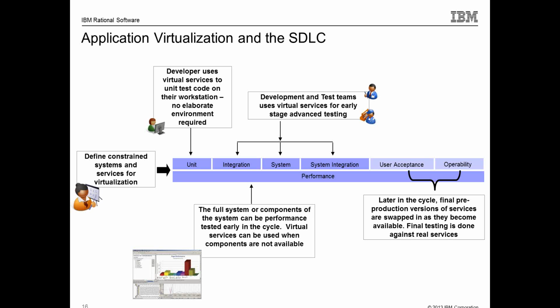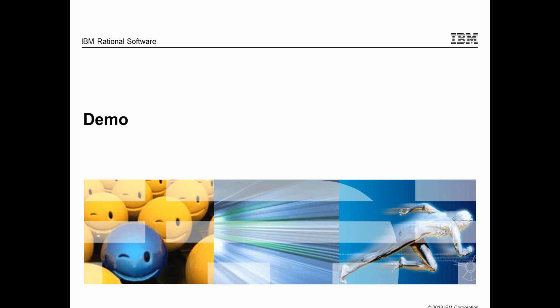And later in the cycle, when we move on to the user acceptance and the operability testing, we start swapping our virtual services with the actual systems, because we all know that the best testing is always done against real systems. So we finally will move to these real systems.